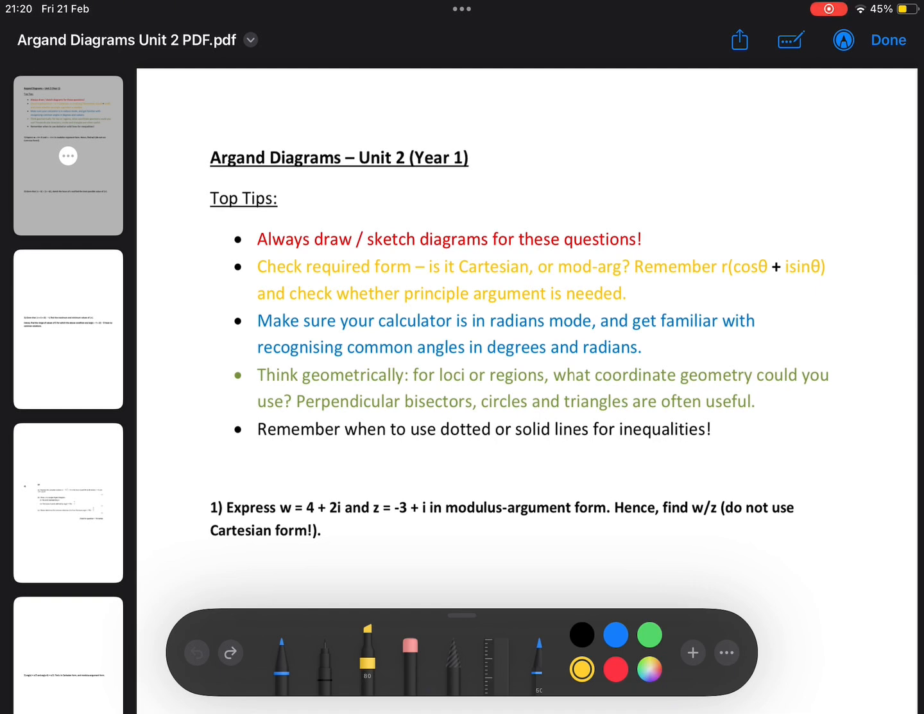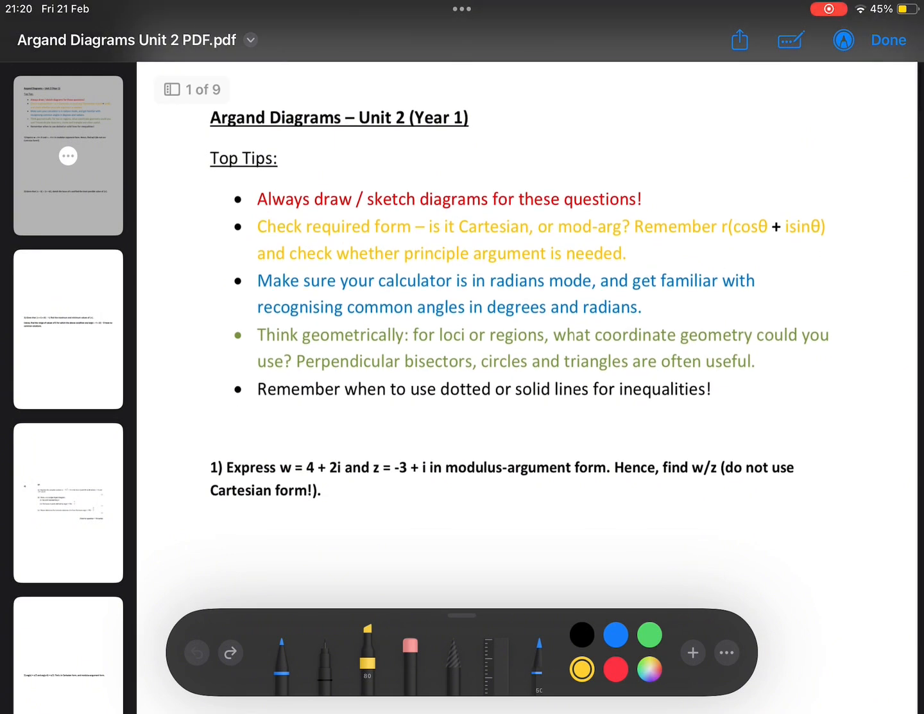So moving on to the top tips, the first and foremost important one is to always draw or sketch diagrams for these questions. This helps with the geometric approach, can help with visualizing, and often you can get marks for diagrams as well, and they ask you to draw them and shade regions as part of questions.